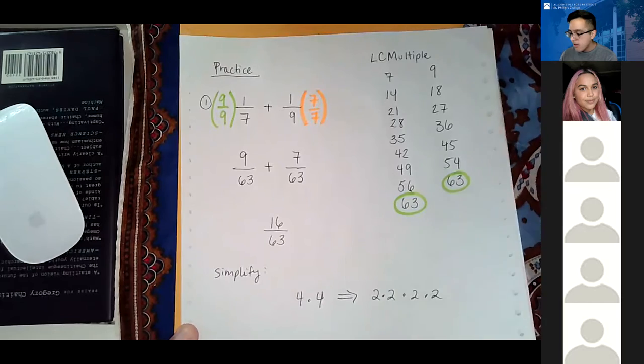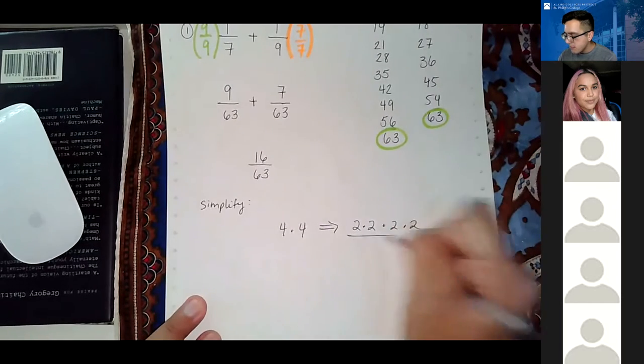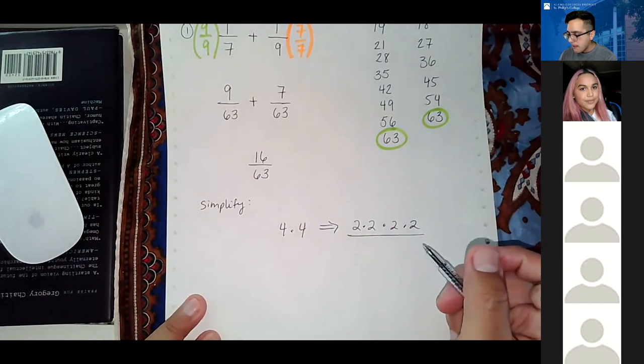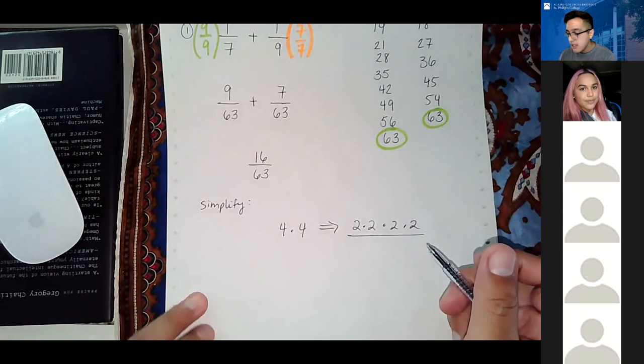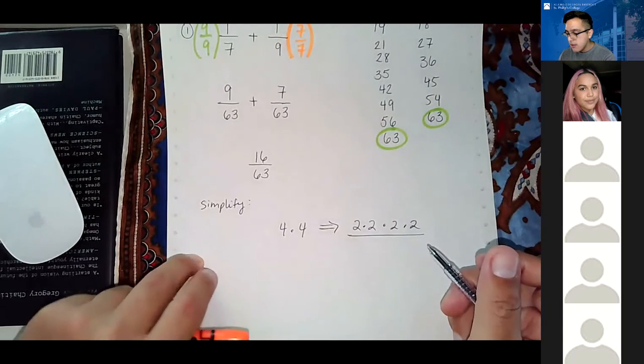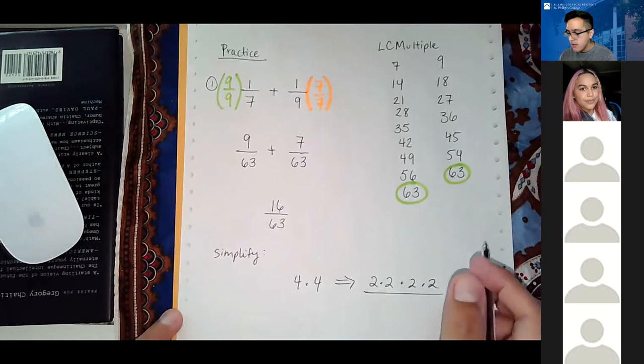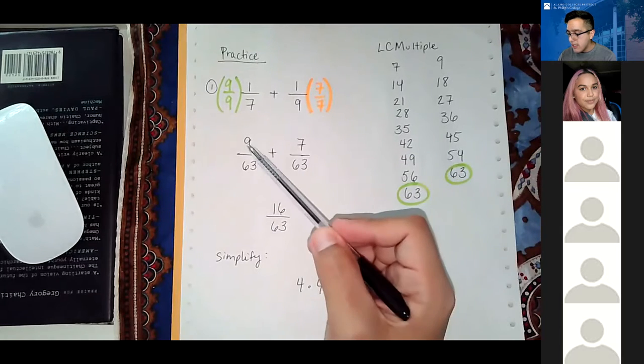I have a quick question. Yeah. Did you flip the numerators to get 9 and 7? How did you get the 9 and the 7? 9 over 63 and 7 over 63? How'd you get that, the numerator again?